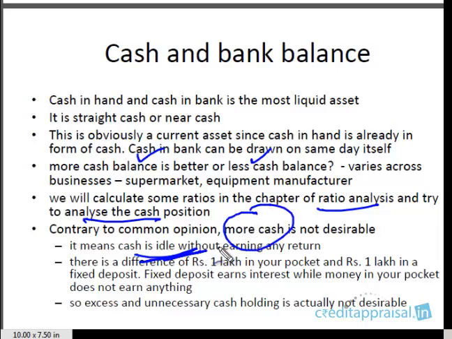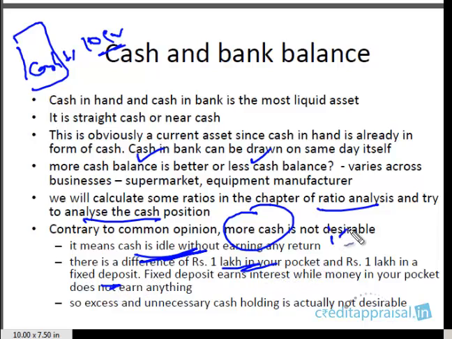idle cash will not earn you any return. If you're a company and in your cash box you have some 10 crores of cash, it is nonsense, you see, because there's a difference between 1 lakh in your pocket and 1 lakh in a fixed deposit. There's a lot of difference. 1 lakh in your pocket is not going to earn you anything. It is idle cash, right? It's not going to do anything, whereas that 1 lakh in a fixed deposit is going to earn you interest.